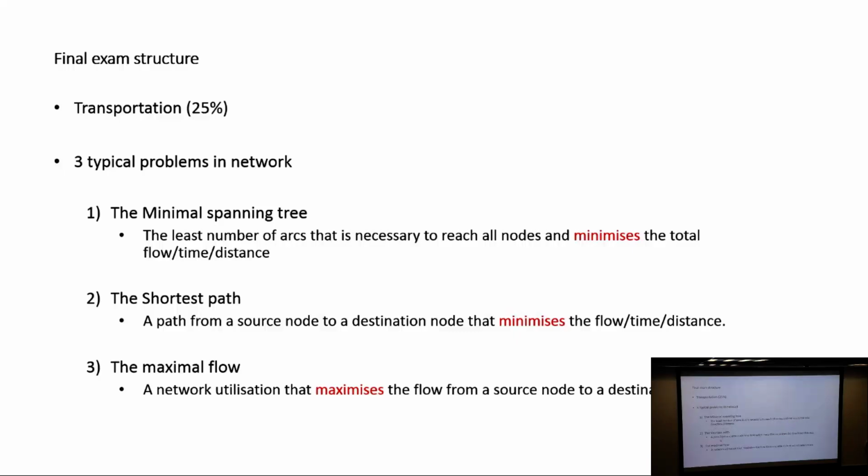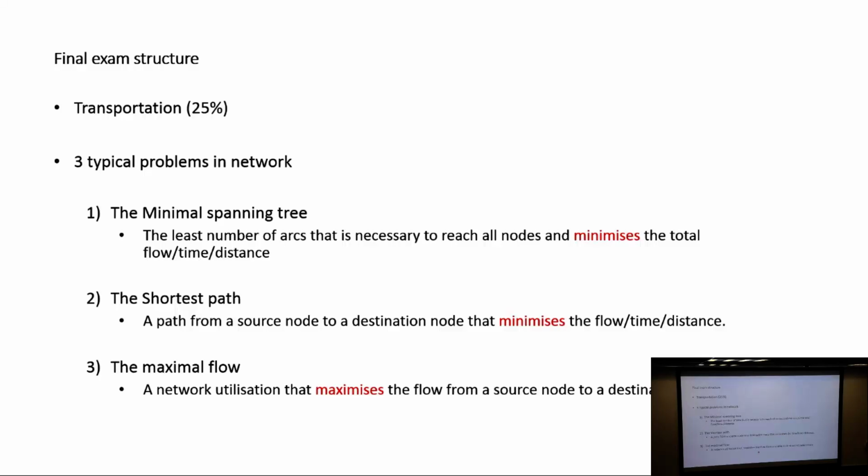And shortest path, starting from a source to a destination, we minimize the total distance we traveled. Maximal flow is slightly different from the previous 2. Maximal flow is, given a fixed traffic network, how can we utilize this network to transport as much as possible for ourselves? So these are 3 questions. The first 2 are minimizing something, and the last one is maximizing something.